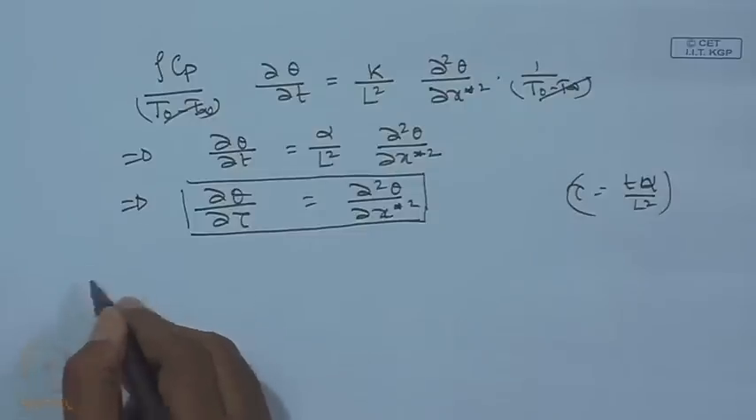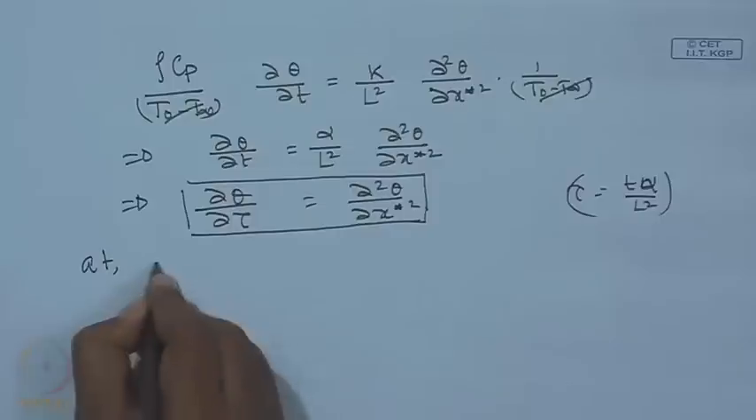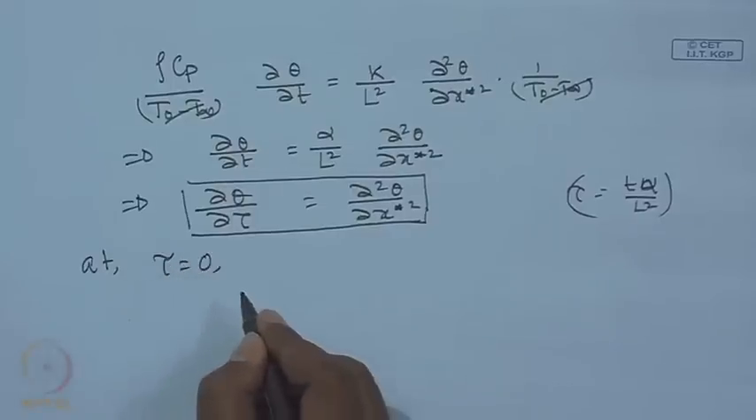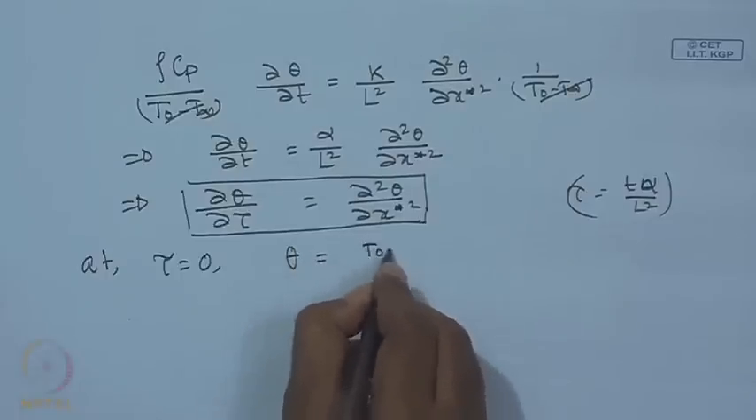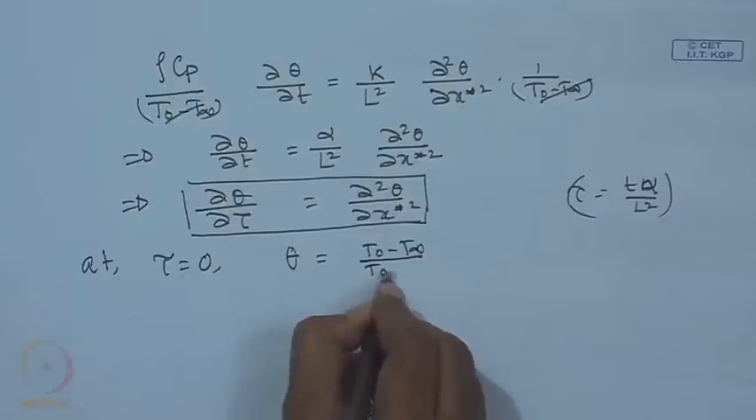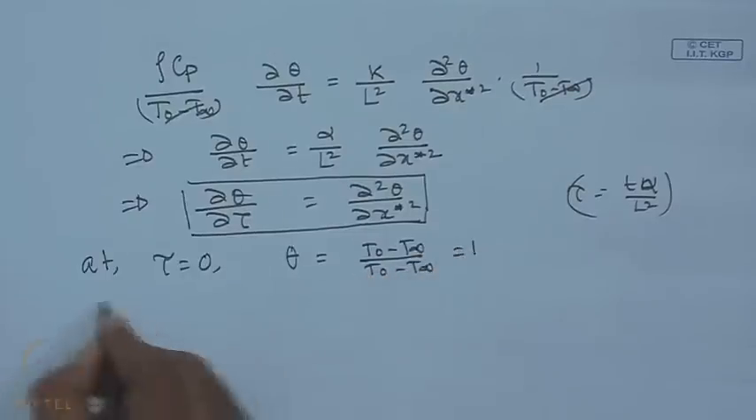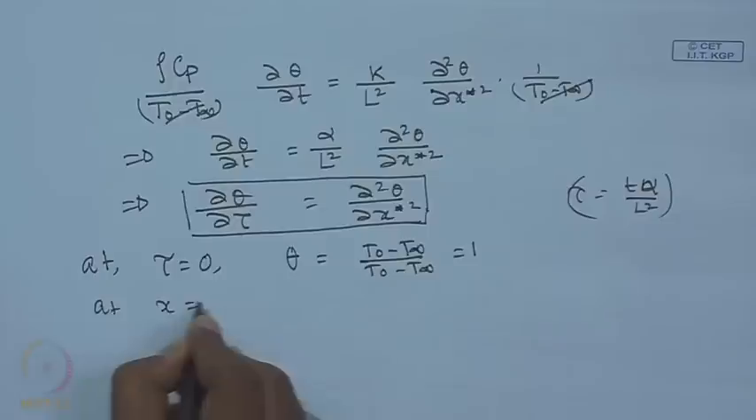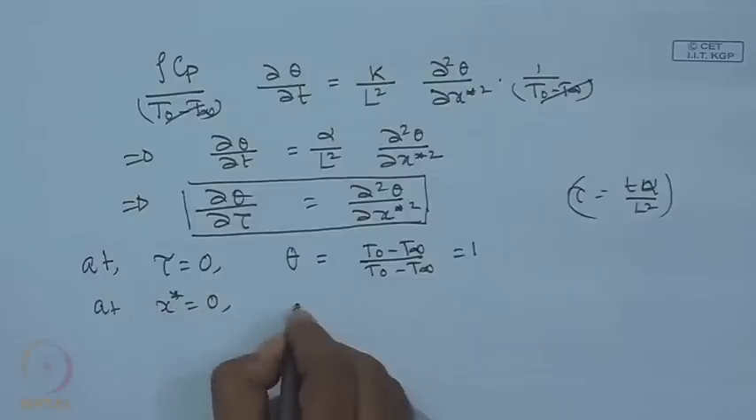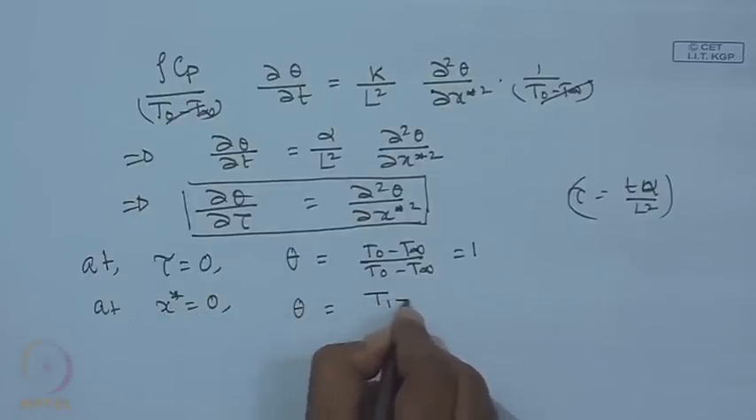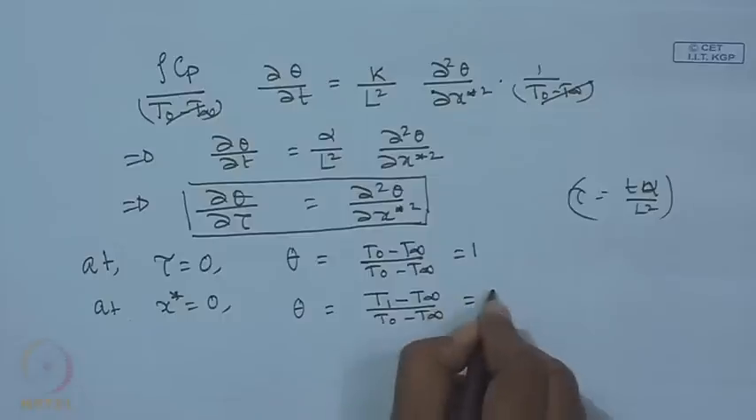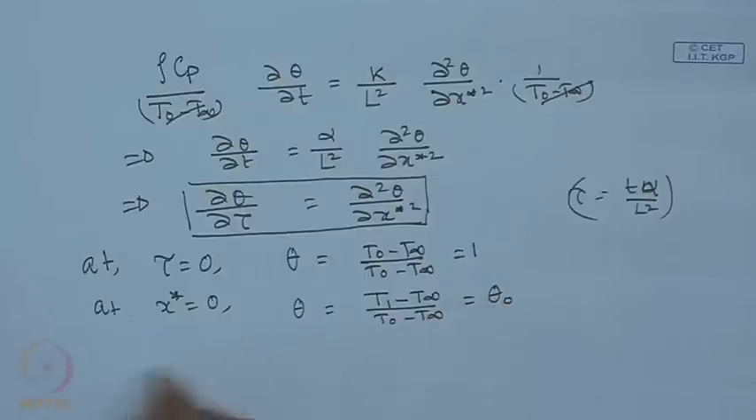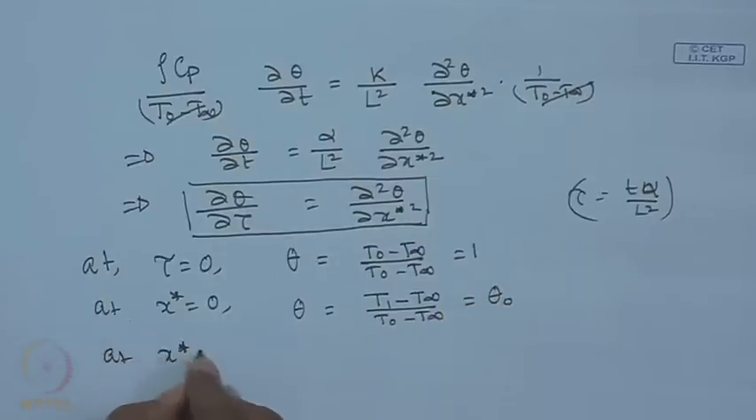Now, let us make the boundary conditions non-dimensional. At t is equal to 0, that means at tau is equal to 0, T is equal to T naught. So, therefore, theta becomes T naught minus T infinity divided by T naught minus T infinity, which is equal to 1. At x is equal to 0, that means at x star is equal to 0, T is equal to T 1. So, therefore, theta is equal to T 1 minus T infinity divided by T 0 minus T infinity. Let us put it as theta 0.